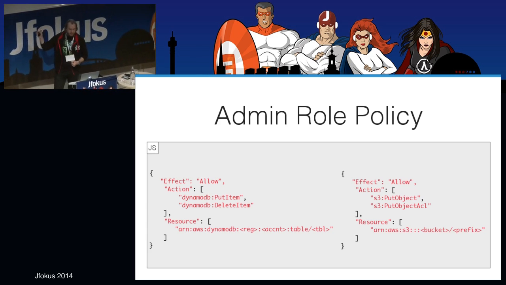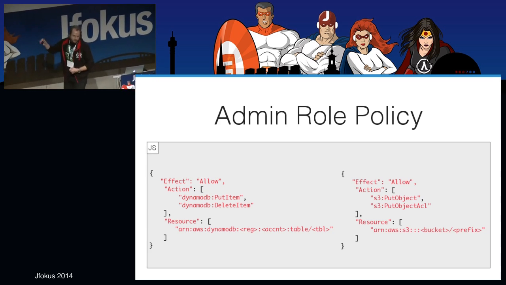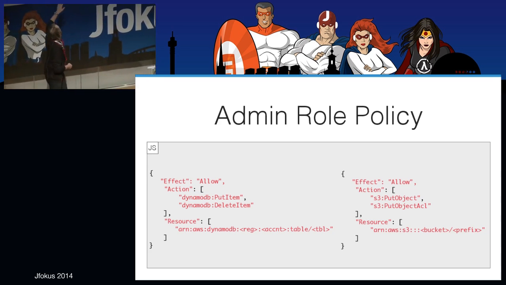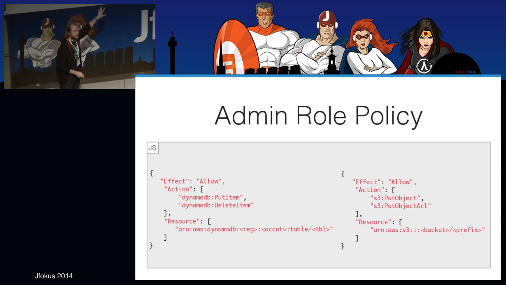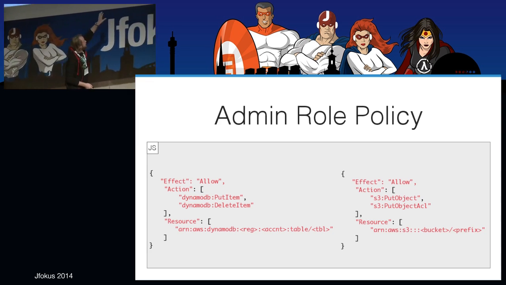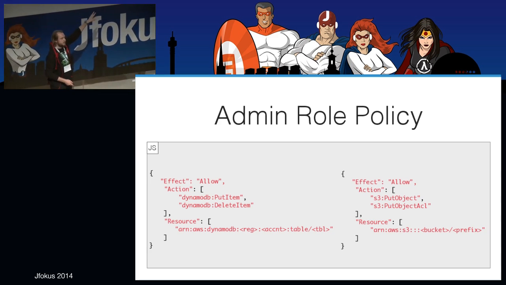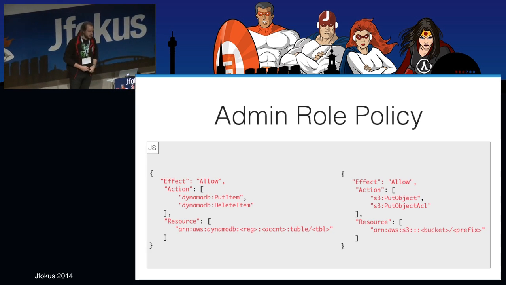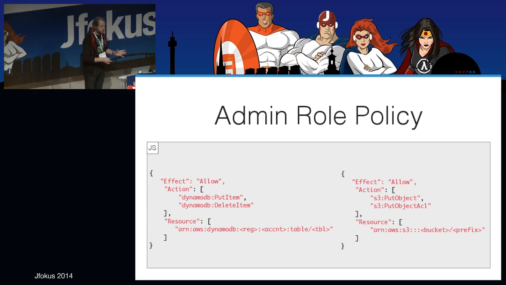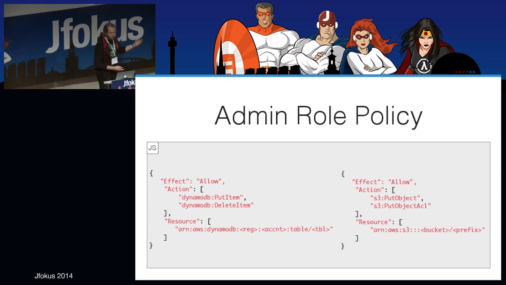In this example on AWS, you use the policy language to say that, well, for the admin user, we only allow put item and delete item to a specific table in DynamoDB, and put the object and control the ACL for the object in S3. Since we want to make the object public, we also need to modify the ACL. Or similar mechanism with whatever service you might be using, but this is something to keep in mind.